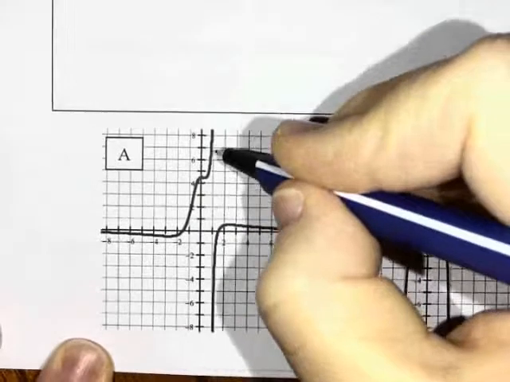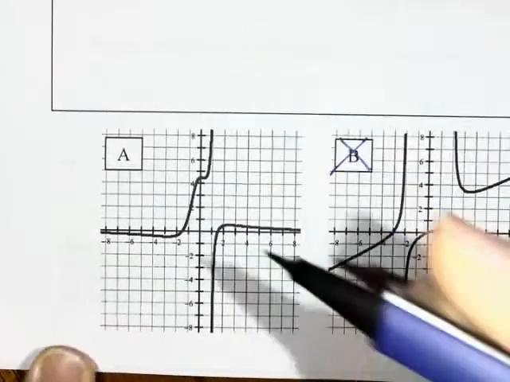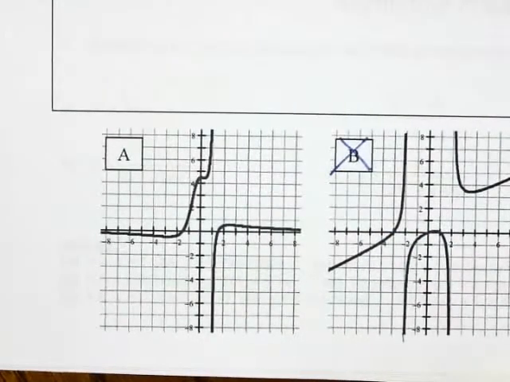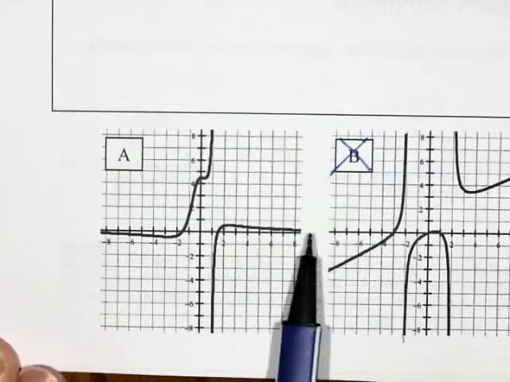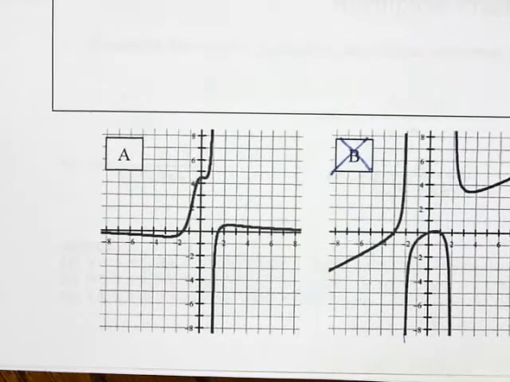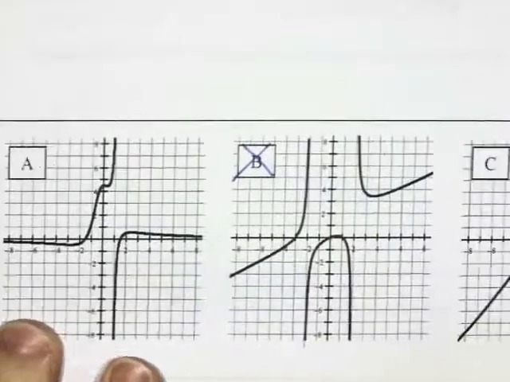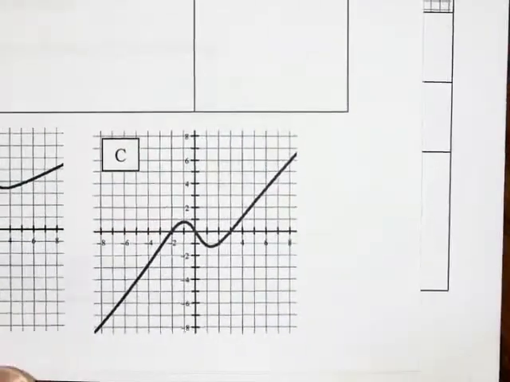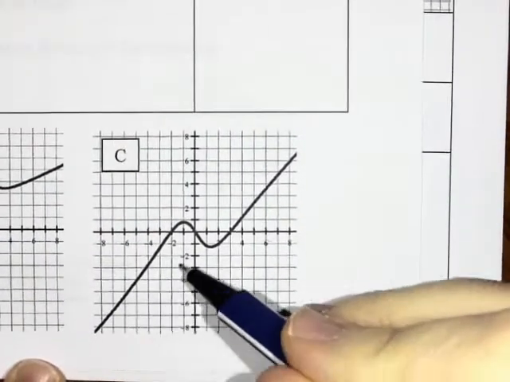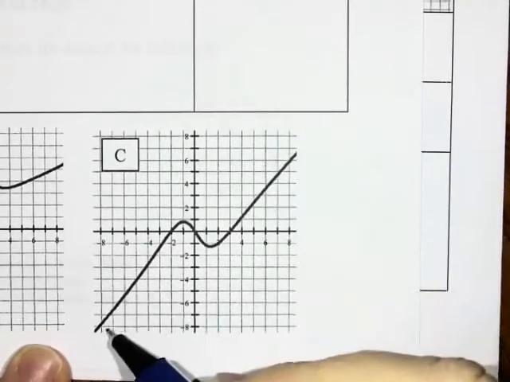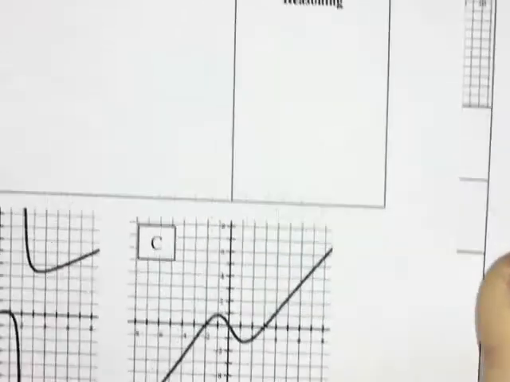A has a vertical asymptote at 1. My graph doesn't have any. It also has a horizontal asymptote at 0. My graph isn't supposed to have a horizontal asymptote. It's supposed to have an oblique one, which means I think it's C, because this would have an oblique asymptote and no vertical asymptotes.